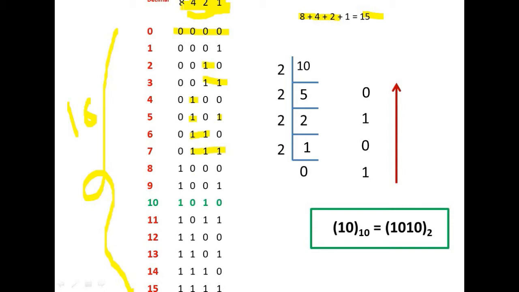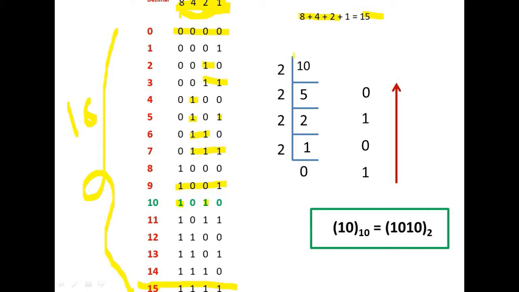And for 8, only 1 digit, that is the position of 8, is 1, and likewise we can proceed further. 8 plus 1 equals 9, so this will be 9. And for 10, 8 plus 2, this position is given for 8 and this is for 2. We require 8 and 2, and the rest will be 0. And likewise come to the number 15. 15 is given as 8 plus 4 plus 2 plus 1. It means all 4 digits are required to make 15. So 1, 1, 1, 1 is the binary equivalent of the number 15.